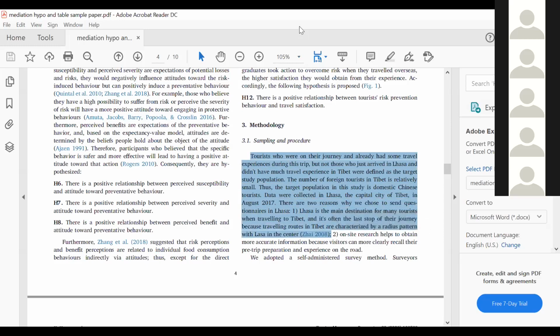Okay, and your exercise: read this paragraph and tell me why the reference of Zhai is being given.